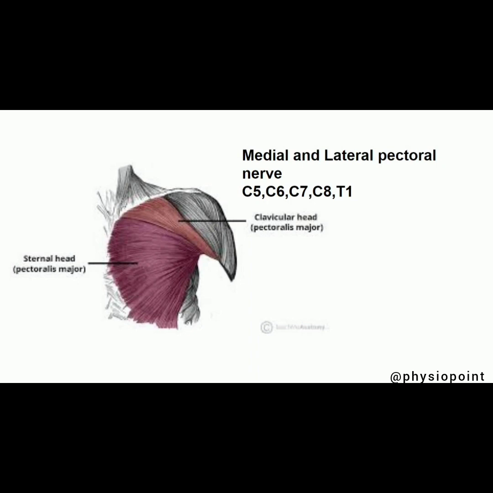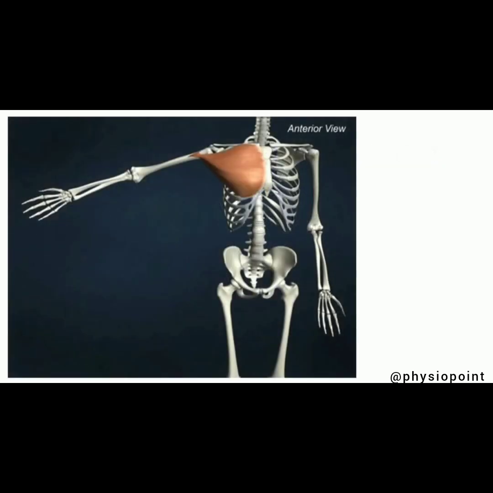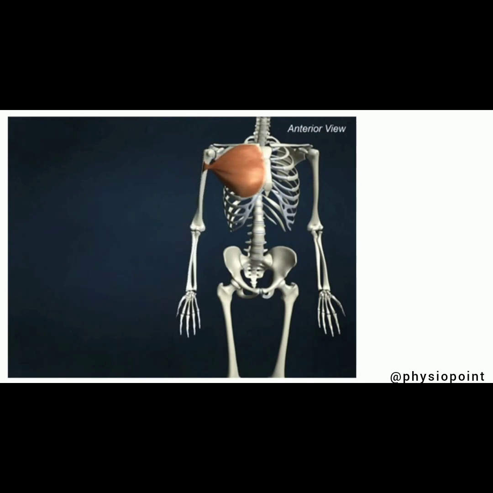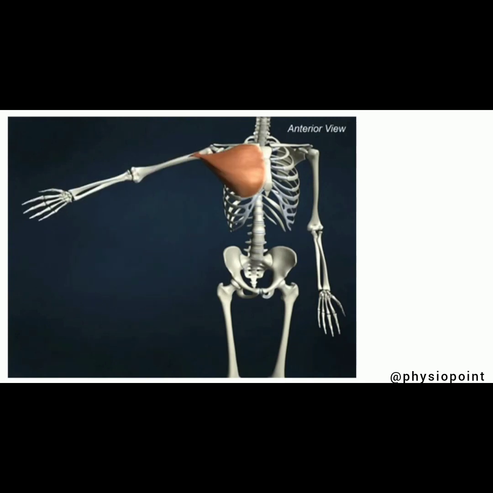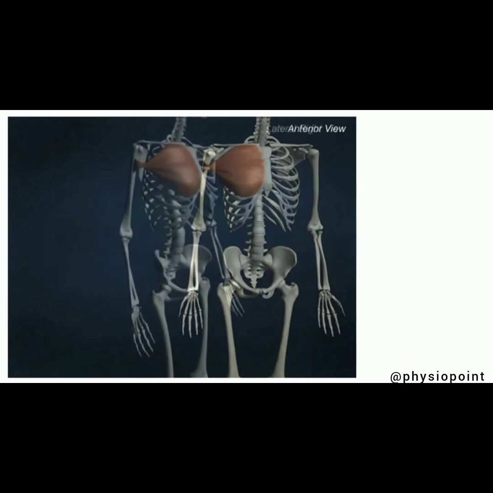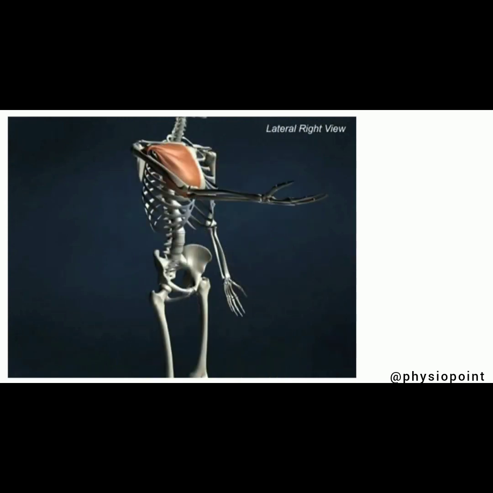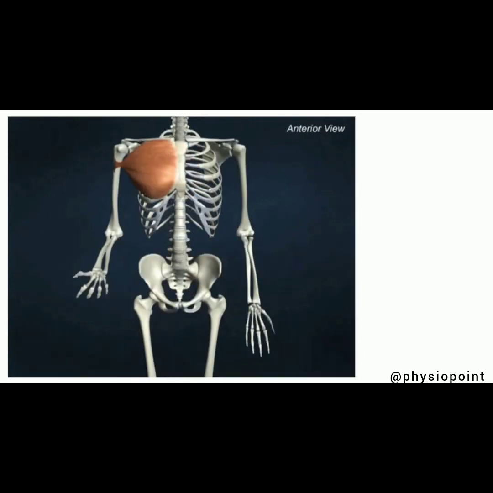Coming to the action of pectoralis major, it helps in the adduction of arm at the glenohumeral joint. It helps in the flexion as well as extension of the arm at glenohumeral joint. It also helps in the medial rotation of the arm at glenohumeral joint. So it helps in the adduction, medial rotation, flexion as well as extension of the arm at glenohumeral joint.